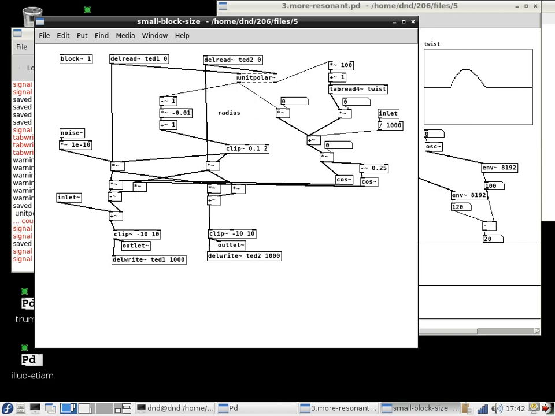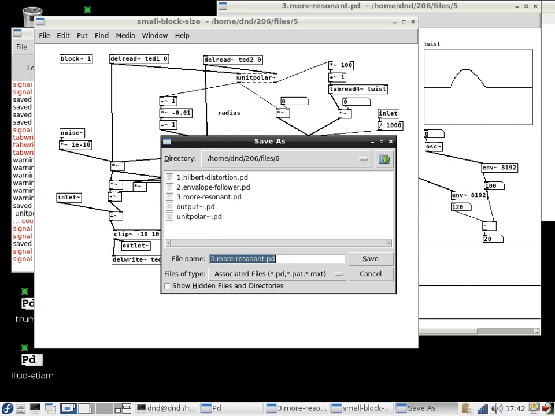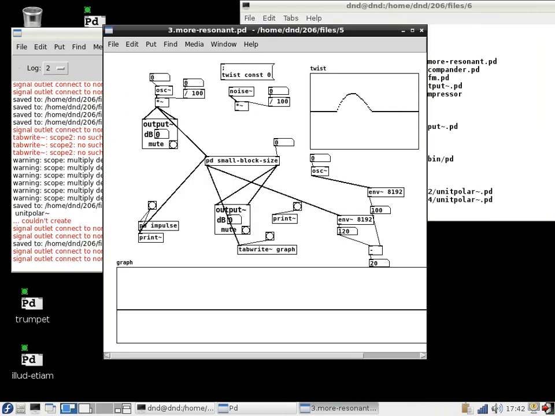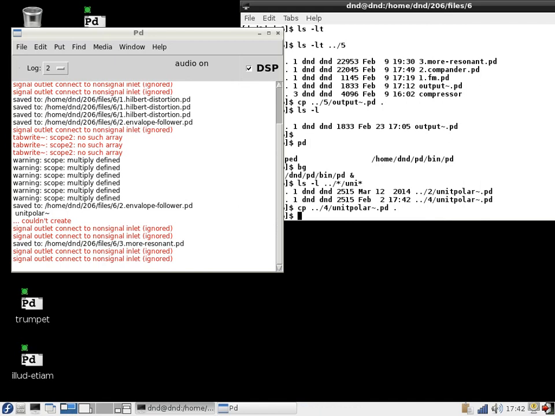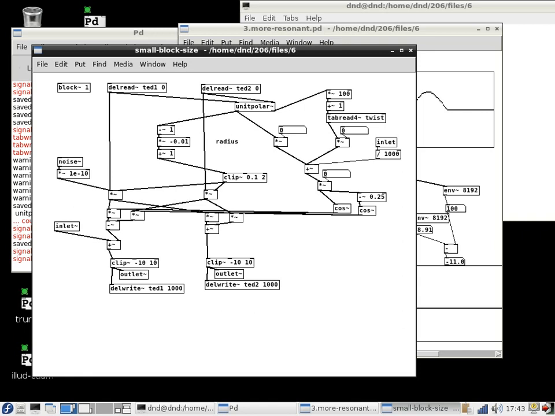So why do we not have unit polar here? Huh. All right. Oh, I've saved it in the wrong directory. Sorry, we are not in the right place. Oh, we are. We're in 6. Why is small blocks... Sorry, I am not understanding why this believes it's in this directory after I just saved it in the other directory. Let's close it and reopen it. 5. We want to be in 6. 6, and we have unit polar. Okay, now. All right.